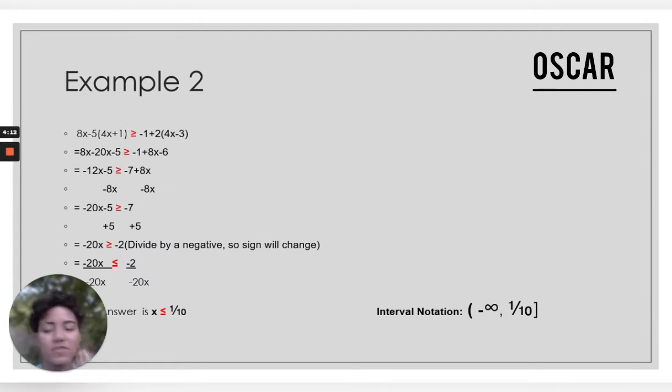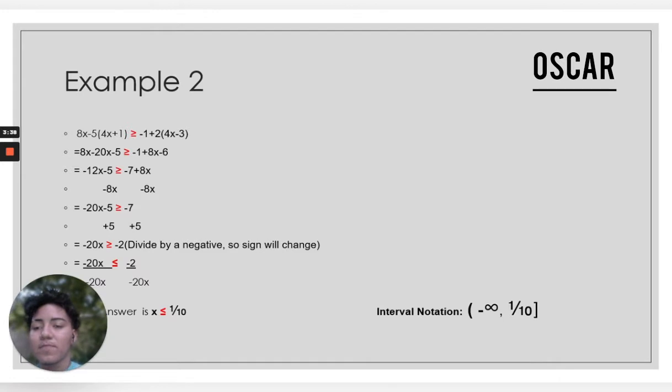So first, to solve this, you bring down the 8x, then you distribute the -5 there that you see to the brackets, which will now give us -20x - 5, and then you do the same with the positive 2 on the other side that you see in front of the bracket. So it will continue, and then we merge the 8x - 20x, which will be -12x - 5 greater than or equal to -7 + 8x.